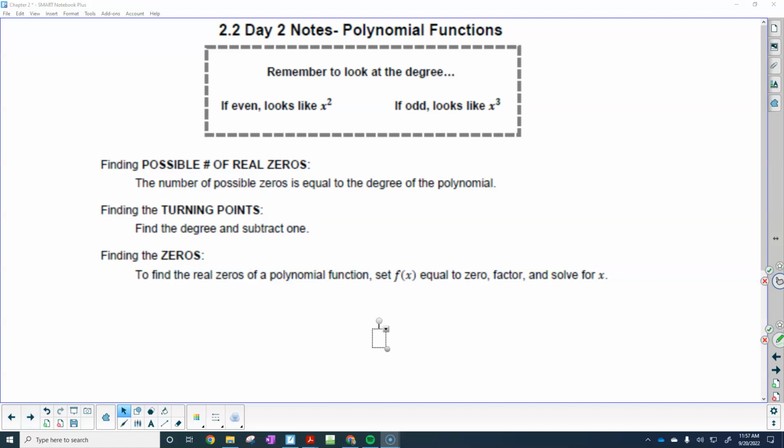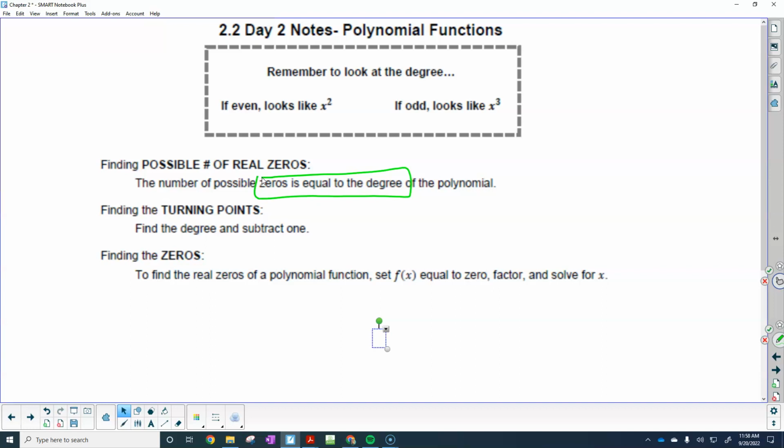We're going to analyze more about the graphs, guys. So to find the possible number of real zeros, the possible number is equal to the degree. If I have a polynomial to the 8th degree, there's a total of 8 possible real zeros. If I have a polynomial to the 1000th degree, there's a possible number of 1000 real zeros. And remember, real zeros really do cross the x-axis.